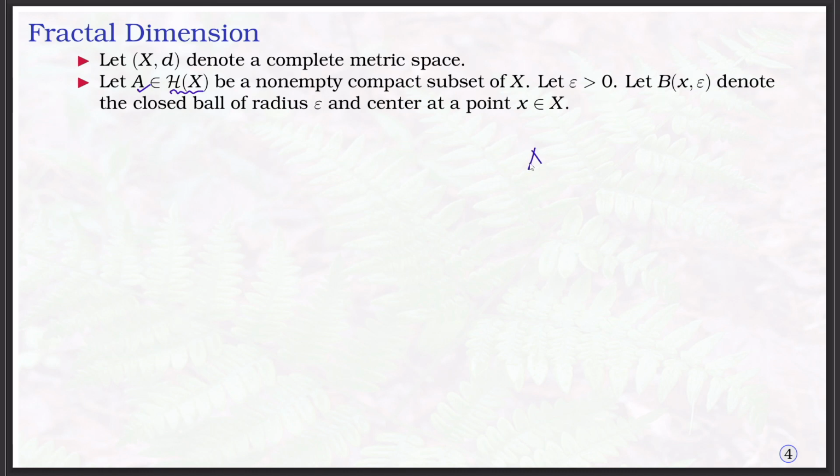That means, if we have the set A, for a given epsilon greater than 0, let B of x denote the closed ball of radius epsilon at center x, a point taken from the set A. That means B of x comma epsilon denotes the set of all y such that y belongs to A such that the distance between x and y is less than or equal to epsilon. This we denote as B of x comma epsilon, the closed ball of radius epsilon at center x in X.